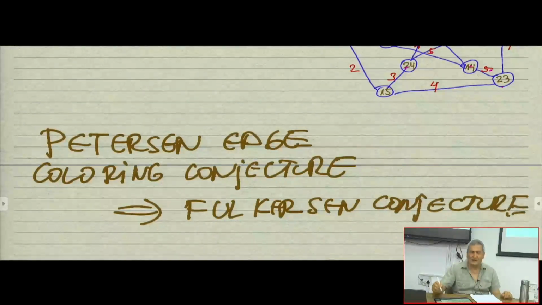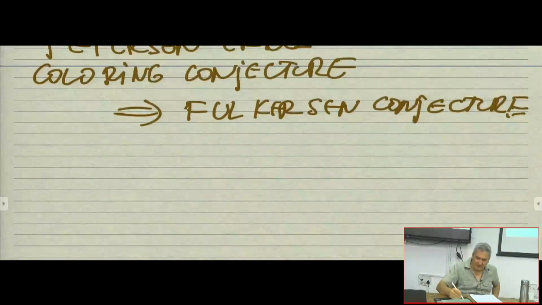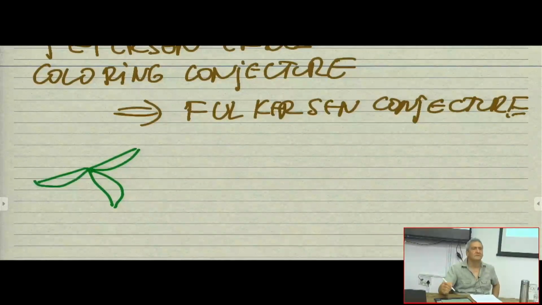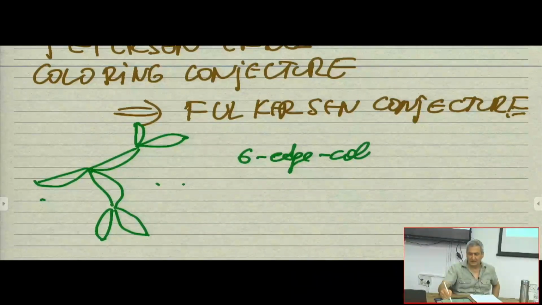Do you know what the Fulkerson conjecture says? I have a cubic graph. If I double every edge, then I will have a 6-regular graph, yes? So if I have a cubic graph and I double every edge, then this graph is 6-edge colorable. This is the Fulkerson conjecture, a very famous conjecture. This is very trivially implied by the Petersen edge coloring conjecture.